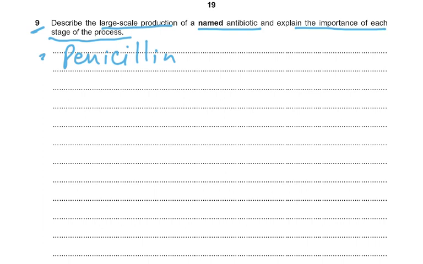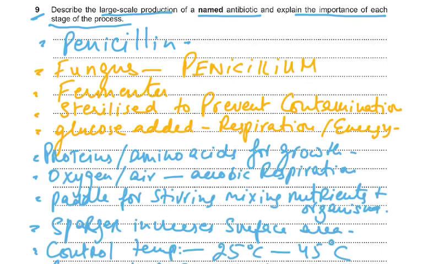In the fermenter, you'd have to give me all those points about the fermenter. But the named fungus would be penicillium. Basically, we needed the name of the fungus as well, so that is penicillium. So penicillin is the name of the antibiotic. The name of the fungus is penicillium. So if you mentioned that, then of course, how would you grow it? Large scale production, how would you grow it? And the importance of each stage.